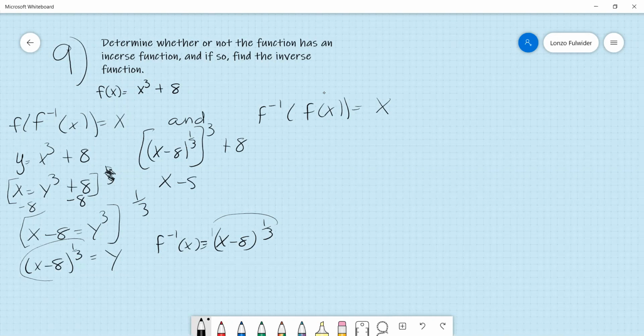So you're left with (x minus 8) raised to the 1, or you can just leave it as x minus 8. And then don't forget the 8. When you simplify this, the 8 cancels, so you're just left with x. Okay? So it satisfies this part. Now if it satisfies this part, we have to find the inverse.